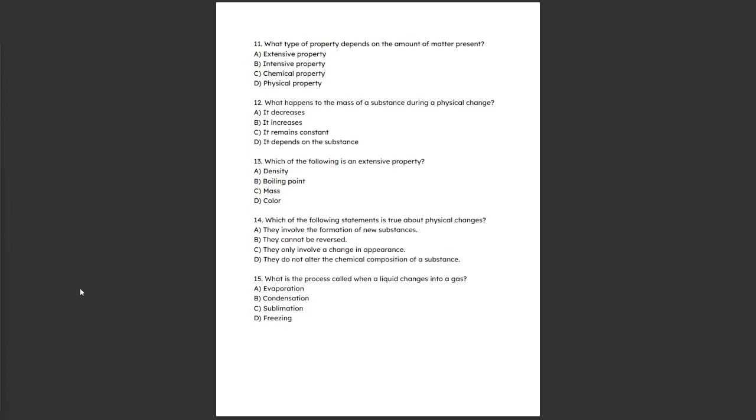So number 11, what type of property depends on the amount of matter present? This gives us all options, all types of properties that we know. So we have to be able to deduce it. We have to get the most specific answer. So the correct answer is A, extensive property. Extensive depends on how much matter is present.